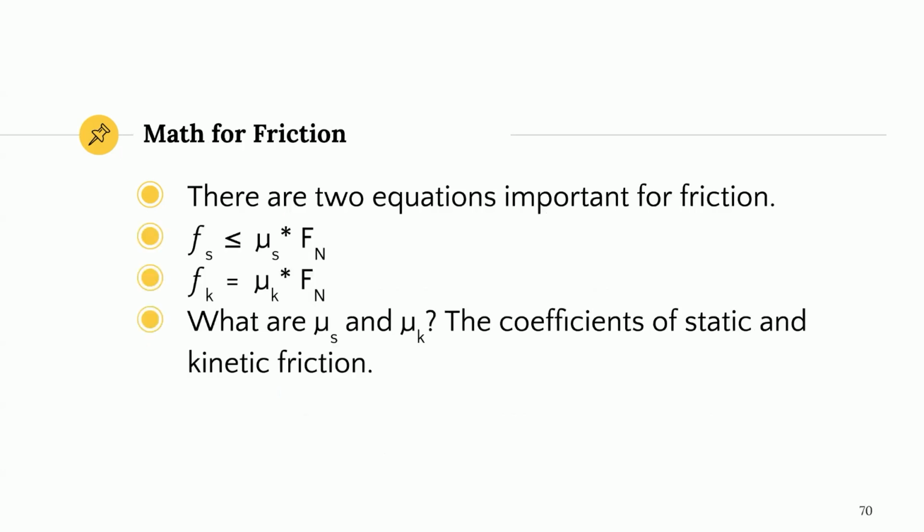There are two equations important for friction. We have static friction is less than or equal to μs, which is the coefficient of static friction, times F_n, which is normal force. We also have the force of kinetic friction is equal to μk, or the coefficient of kinetic friction, times the normal force, or F_n. What are μs and μk? The coefficients of static and kinetic friction.